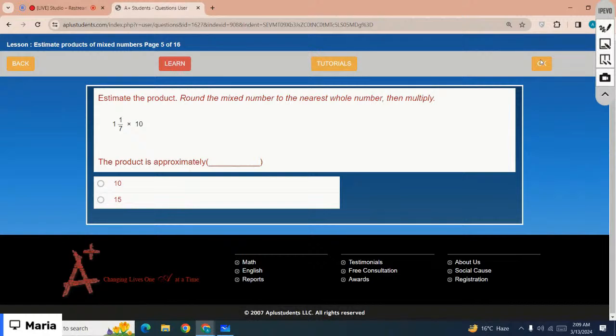The next one is 1 whole 1 by 7 times 10. Which is the correct option? Yes, 1 whole 1 by 7 is rounded off to 1, and 1 times 10 is 10. Very good. The correct option is 10.